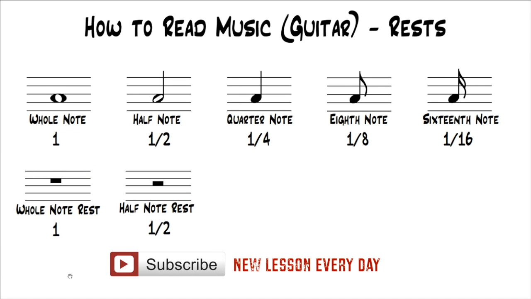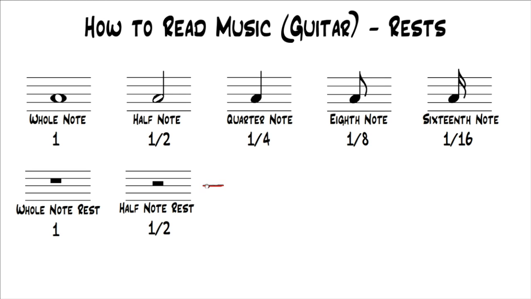Your half note rest has the same value as a half note, so instead of playing a note for the duration of a half note, you wouldn't play anything for that duration. The half note rest looks pretty much the same as a whole note rest, except that it's flipped around like this, and it's resting on top of the third line. So the whole note rest is hanging from the fourth line, and the half note rest is sitting on top of the third line.